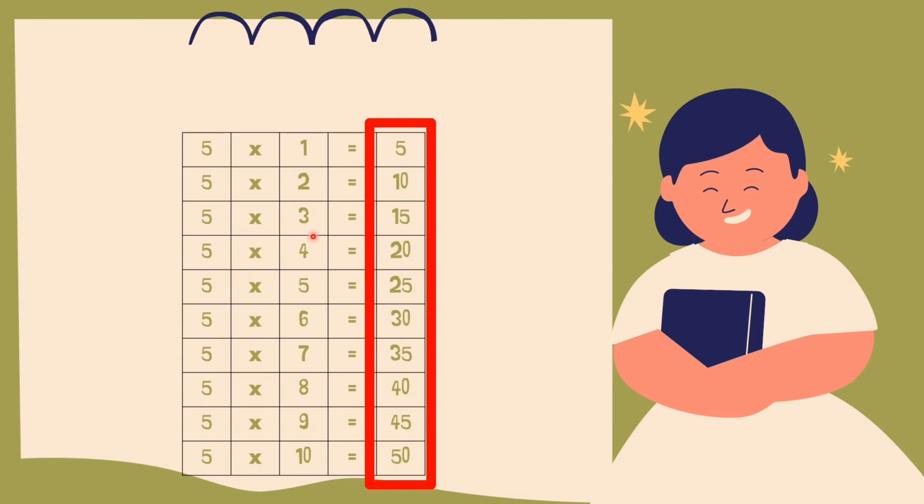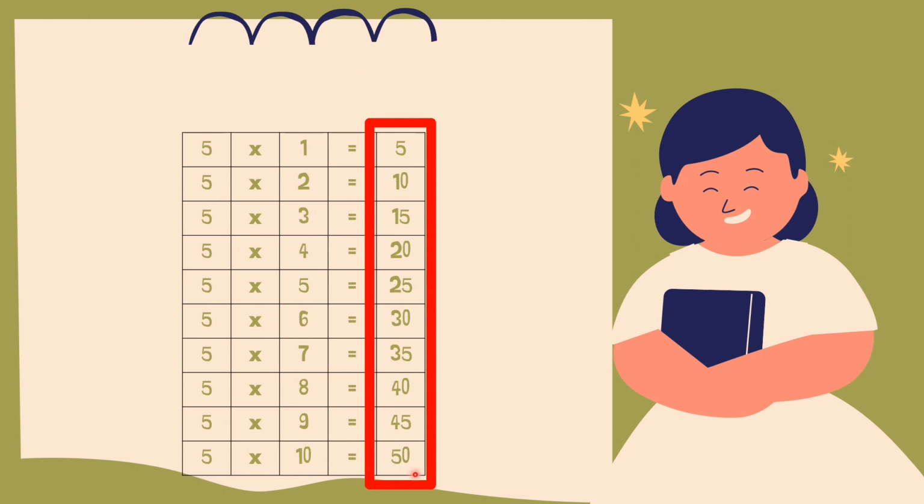5 times 3 equals 15. 5 times 4 equals 20. 5 times 5 equals 25. 5 times 6 equals 30. 5 times 7 equals 35. 5 times 8 equals 40. 5 times 9 equals 45. 5 times 10 equals 50.